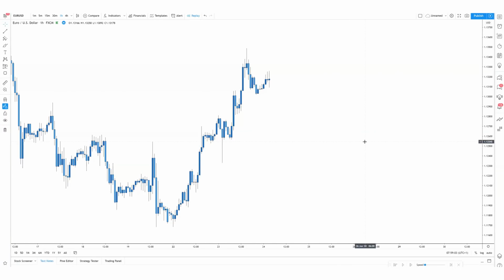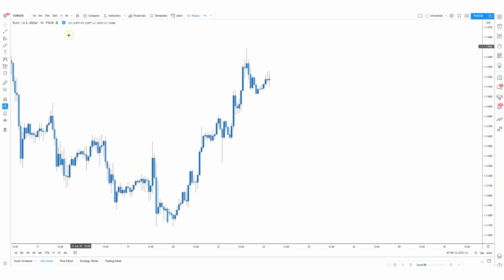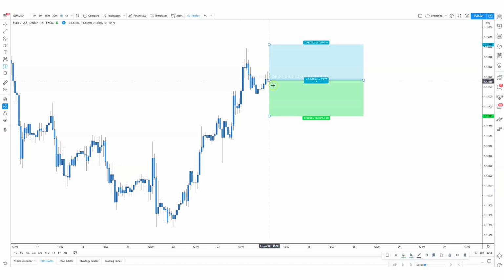So the second reason why I like stop entries is to avoid impulse trading. Or should I say, it removes impulse trading. So let's say I'm looking at the structure of this market and I can see price putting in here a lower high. Now, as part of a downtrend, you have lower lows, lower highs, lower lows, lower highs, and I want to enter this trade. Now, let's say I enter this trade with an instant execution. I'm not sure why I would, but let's just say I did, and I wanted to take this trade.